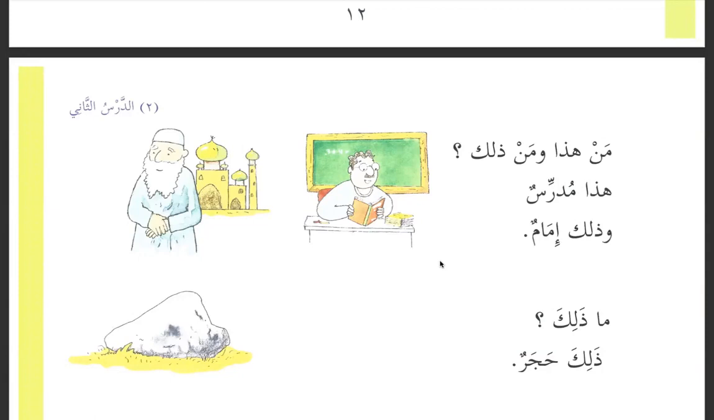So by default, it will be dhamma or dhammatain. Over here, we keep it dhammatain, not dhamma. Why? Because there's no alif lam. If there's an alif lam, then we'll make it one dhamma. But if there's no alif lam, then we keep it two dhammas. So mudarrisun, imamun. By default, it will remain dhamma or dhammatain.